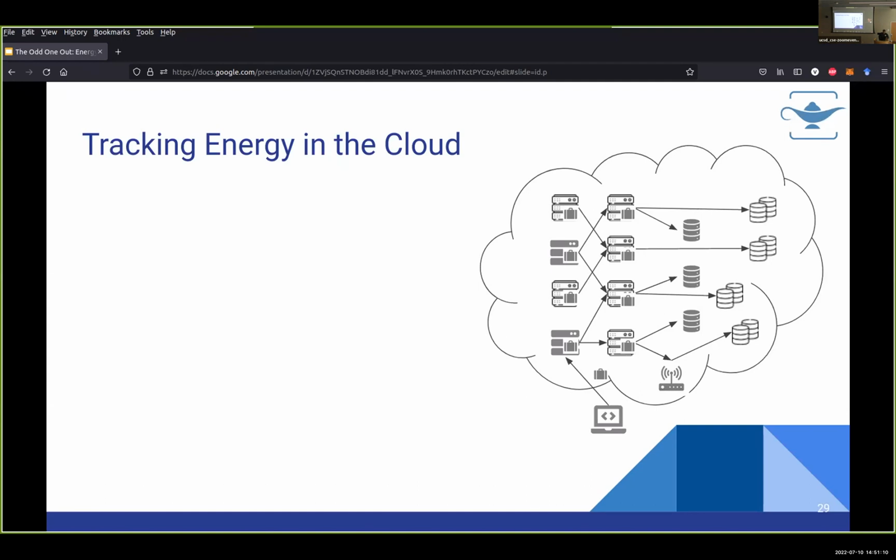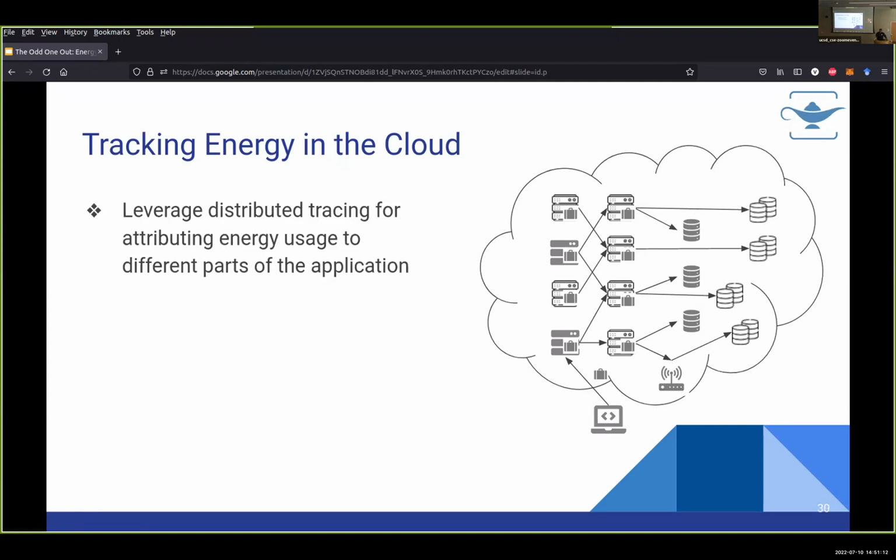So, tracking energy in the cloud. The first problem that we need to consider is that we have heterogeneous hardware. So we need something that can figure out, when a request comes in, what pieces of hardware it's going to touch, so that when we're calculating the energy consumption for that specific request, we know which person or which node contributed how much percentage of that energy.